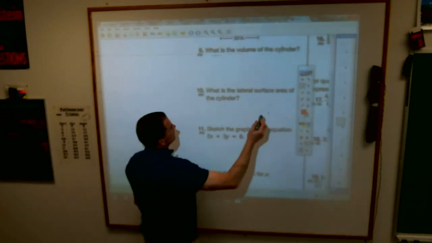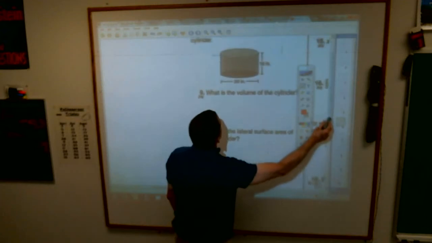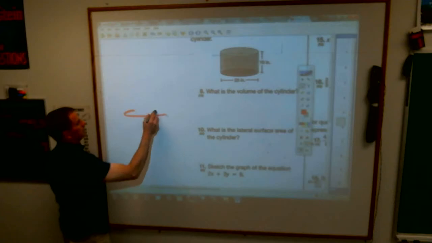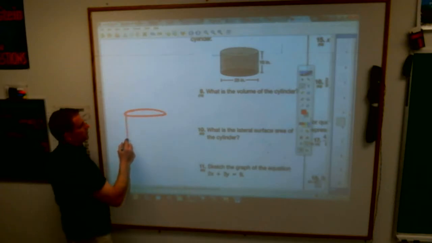What is the lateral surface area of a cylinder? All right, so let me re-sketch Mr. Cylinder over here. He is a 10 by 20. It's kind of a short squash.